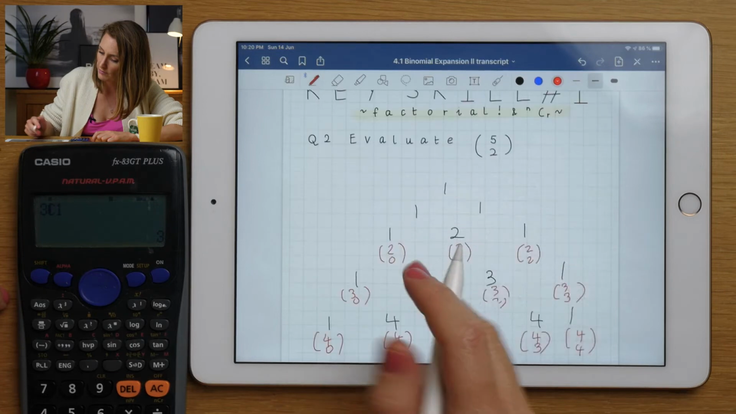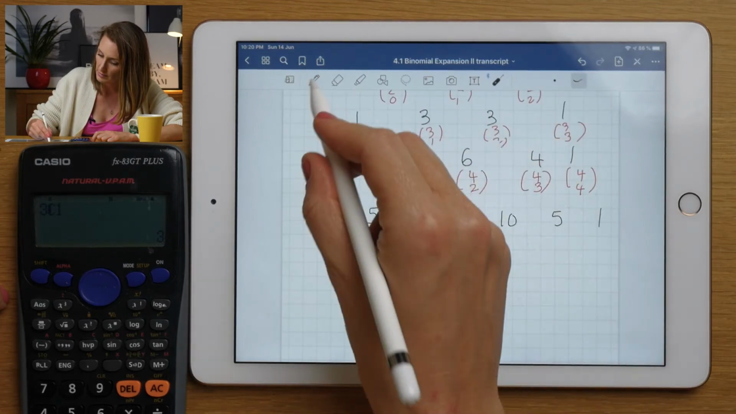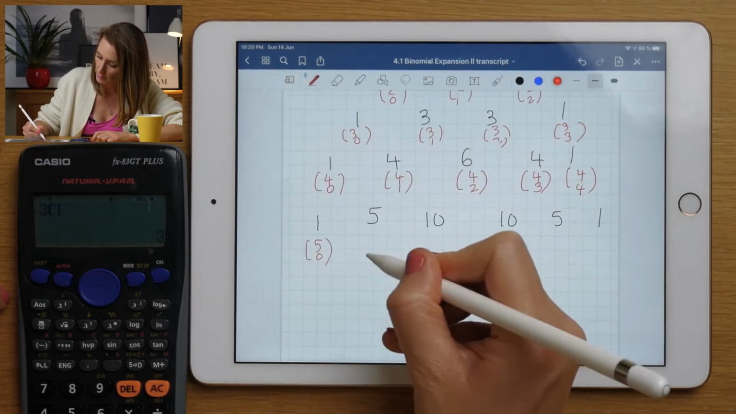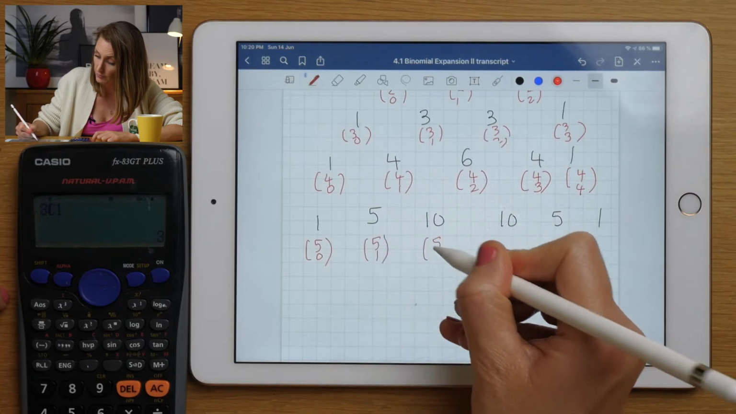Okay, and we're interested in 5, so we wanted 5 choose 2. So we would need to be down here: 5 choose 0, 5 choose 1, 5 choose 2.